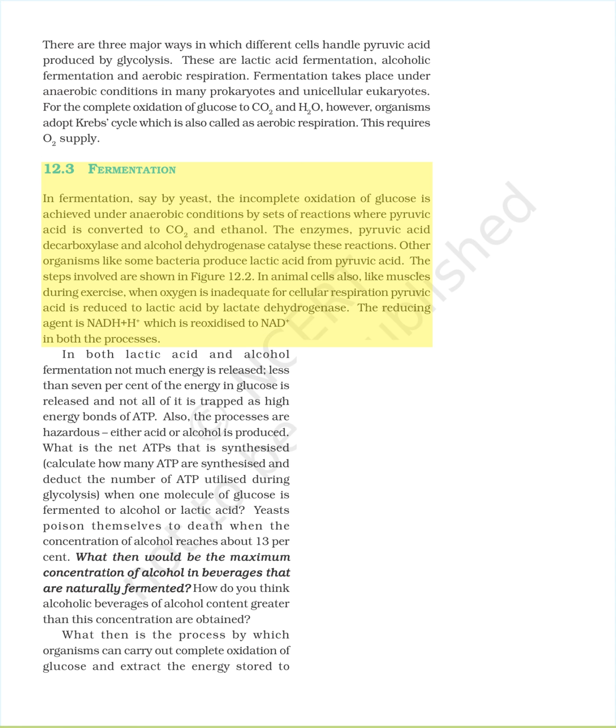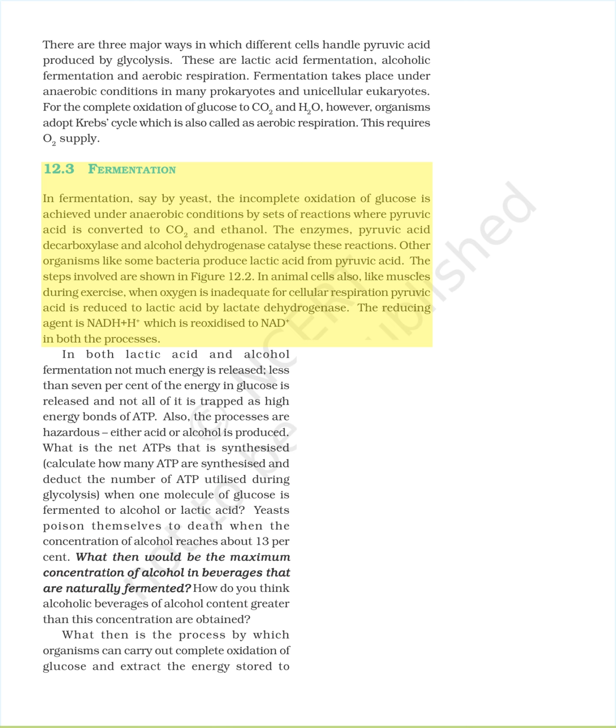12.3 Fermentation. In fermentation, say by yeast, the incomplete oxidation of glucose is achieved under anaerobic conditions by sets of reactions where pyruvic acid is converted to CO2 and ethanol. The enzymes, pyruvic acid decarboxylase and alcohol dehydrogenase, catalyze these reactions. Other organisms like some bacteria produce lactic acid from pyruvic acid. The steps involved are shown in Figure 12.2.